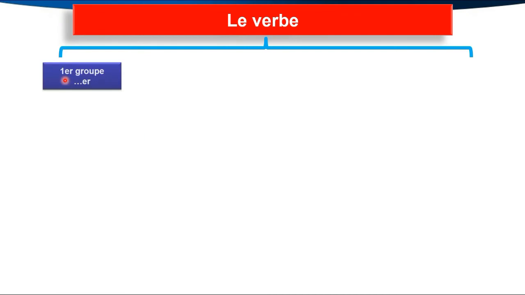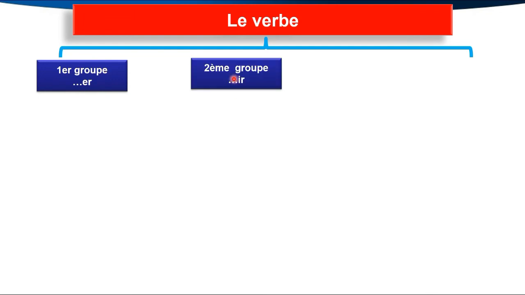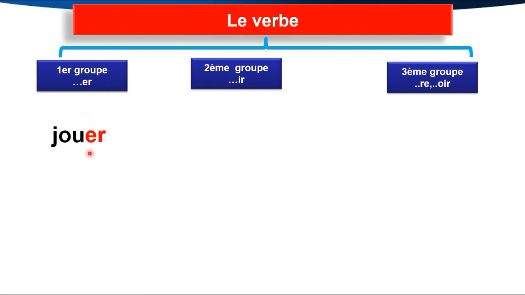So for the verb we have three groups. We have the first group, le premier groupe, all of them ending by er. Deuxième groupe is ending by ir. Troisième groupe is ending by re or oir. We have many endings, even for er, but a small number of verbs, only one verb, come also with the third group. So the first group, all of them are the same: jouer, regarder, aimer. So we call it verbe régulier, regular.